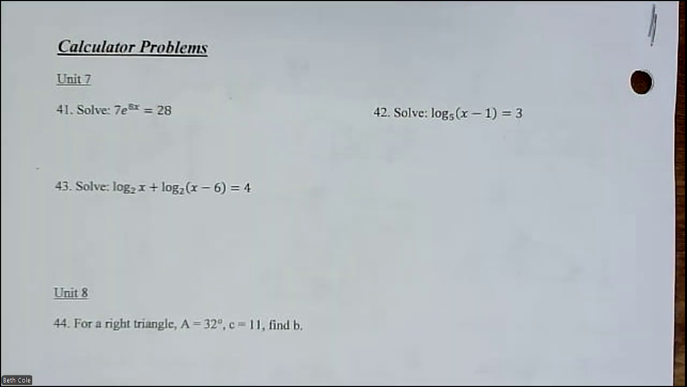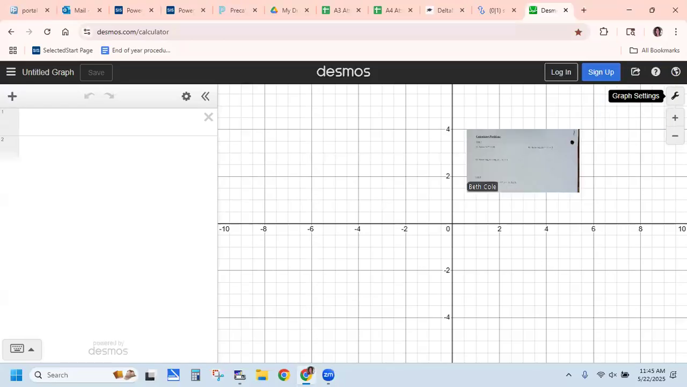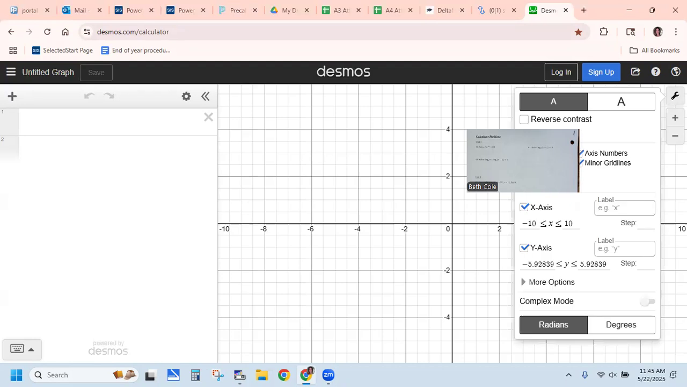So for the calculator ones, I'm going to share. The very first thing that you need to do is hit this little wrench, your gear over here. Does everybody see where I'm pointing? And change it to degrees. Radians is the default, so you have to change it. If you do not do that, all your answers will come out wrong.